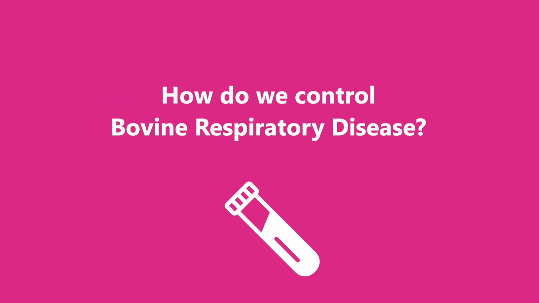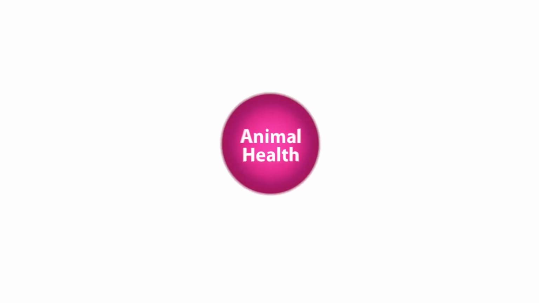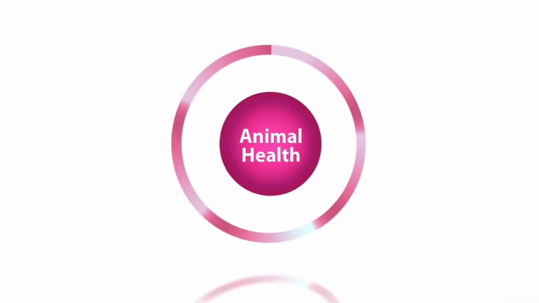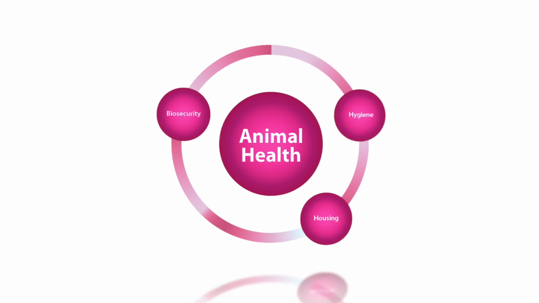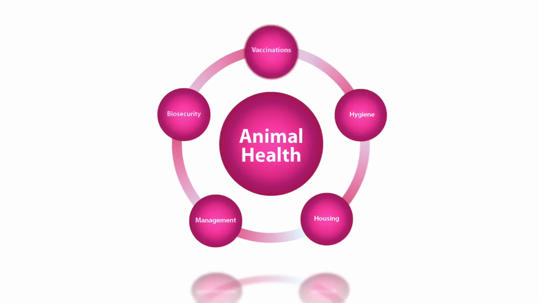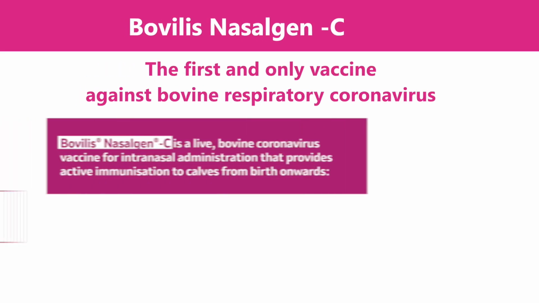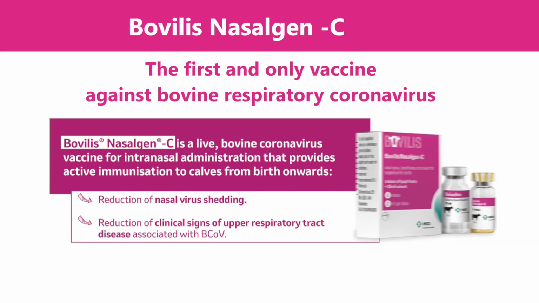How do we control bovine respiratory disease? Well, there's a multifaceted approach to controlling respiratory disease in cattle, which incorporates good environment, biosecurity measures, hygiene, management, and also vaccination. And vaccination is a vital component in controlling bovine coronavirus associated with respiratory disease in calves. Bovilis Nasaljec is the first and only vaccine against bovine coronavirus in Ireland.